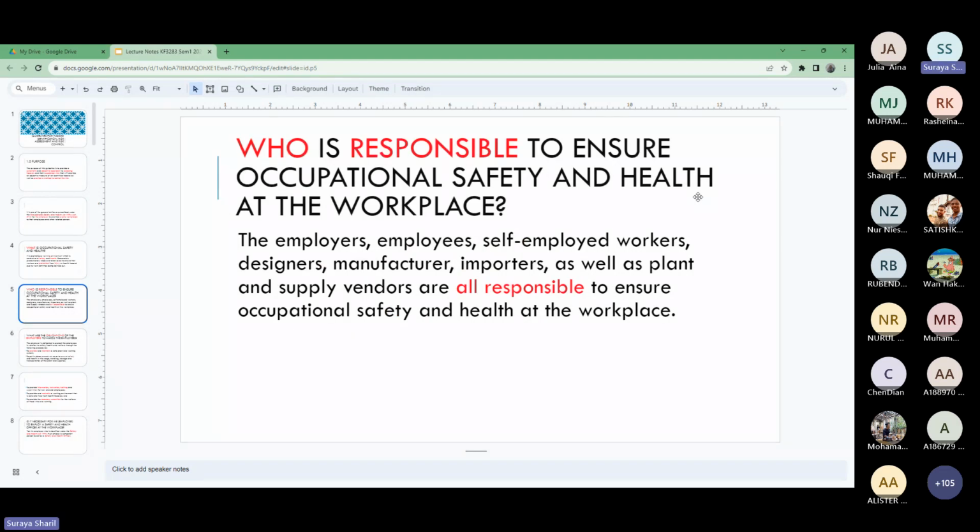So who is responsible for health and safety? The answer is all are responsible, including employers, employees, self-employed, workers, designers, manufacturers, importers, as well as plant and supply vendors, because everybody contributes to health and safety.